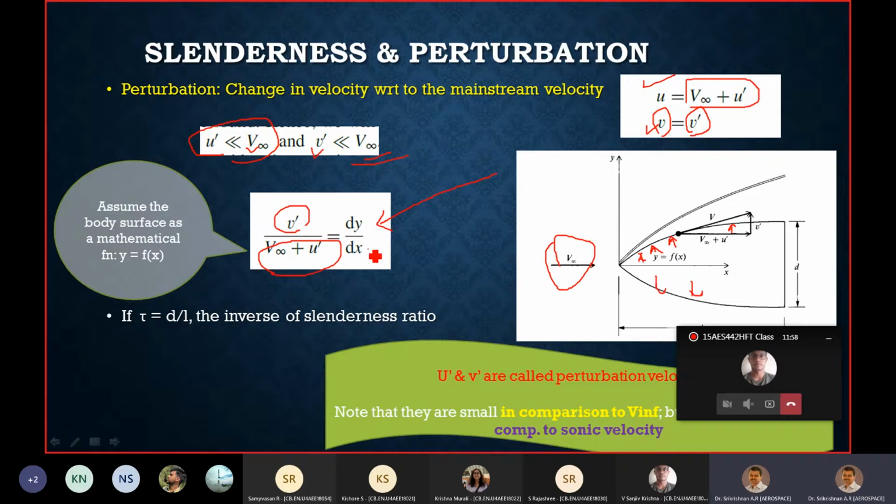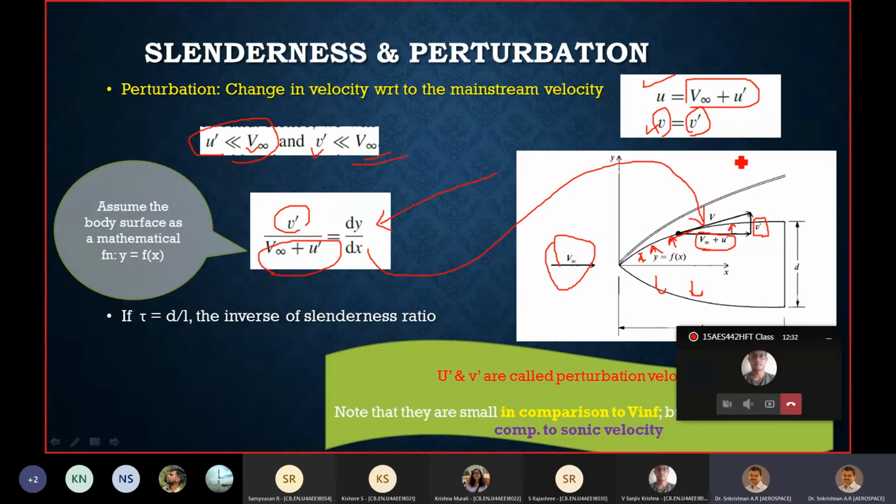Now, where is this coming from? You can understand that more readily from the picture. The v dash is marked here. I hope you are able to interpret the meaning of v dash there. It's the y component of the velocity. And what is the x component of velocity? It's v infinity plus u dash.